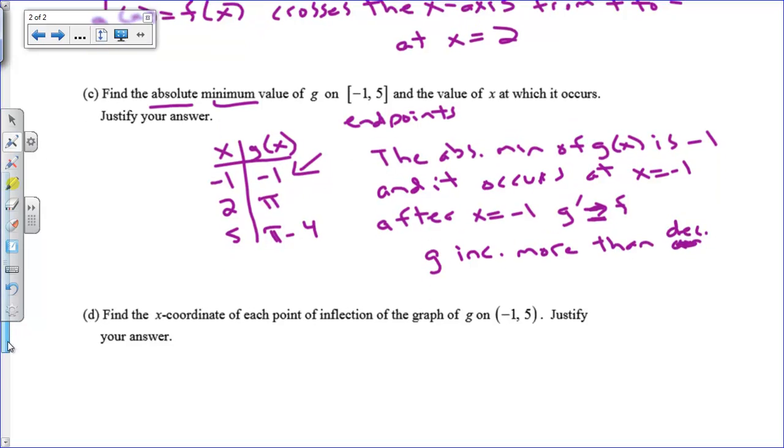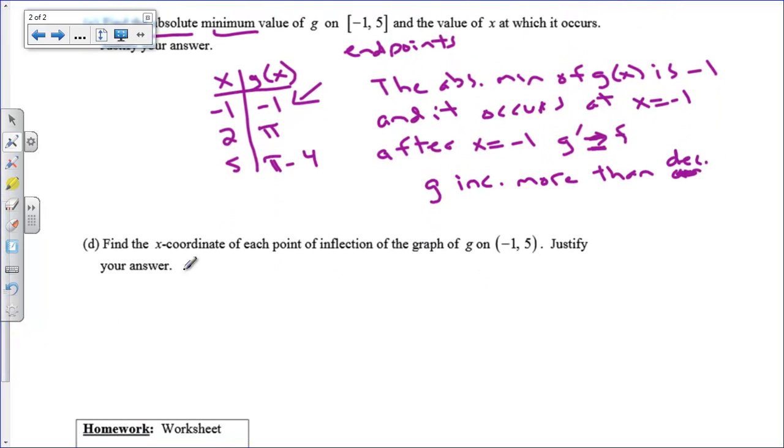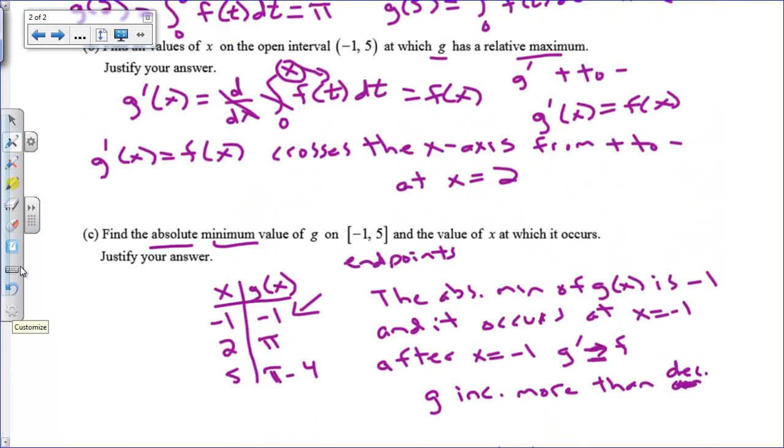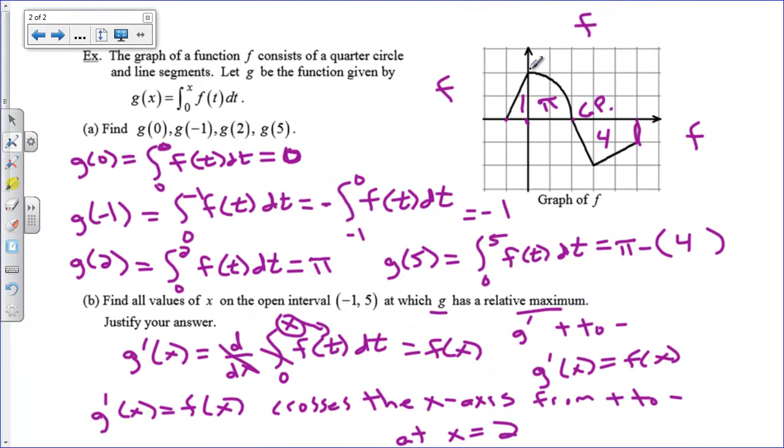All right, find the x-coordinate of each point of inflection of the graph of g on [-1, 5]. So I need to talk about g double prime changing sign. Or we can also do this whenever g prime changes direction. Having a hard time with my air slate here. Sorry about that. I'm glad you can hear me, because you definitely can't see that says changes. So that would occur at 0.